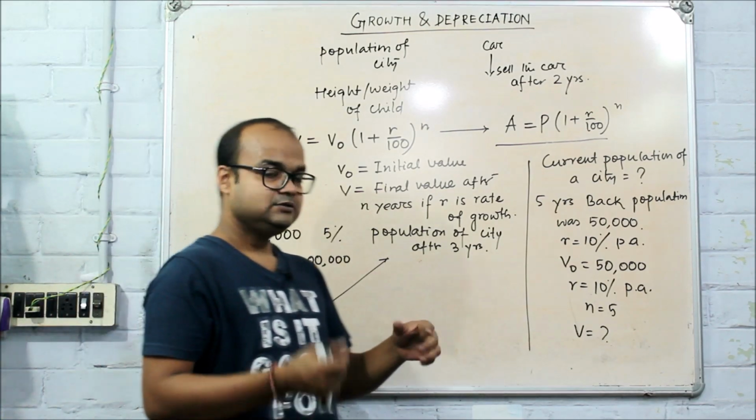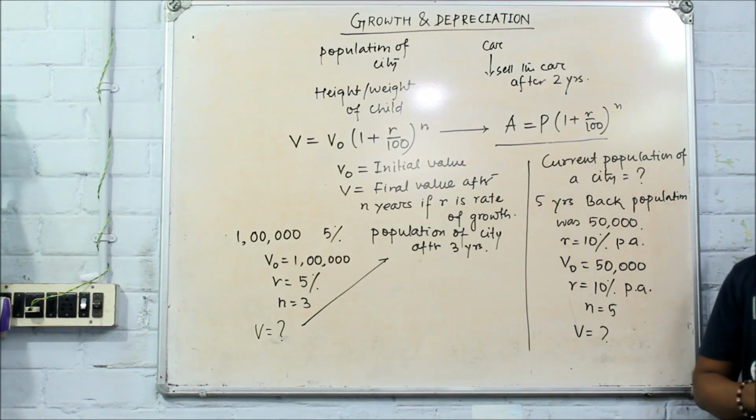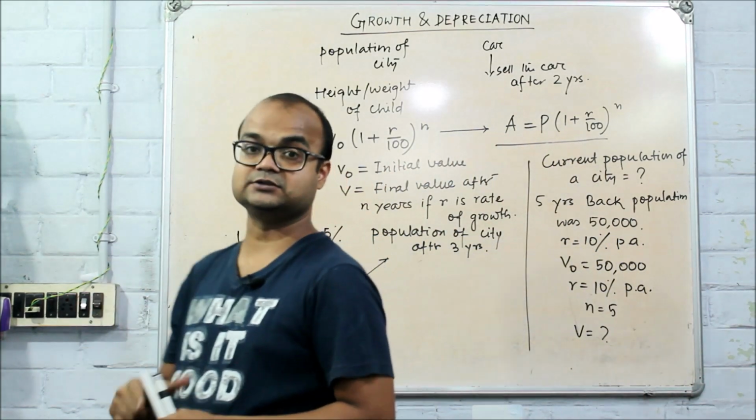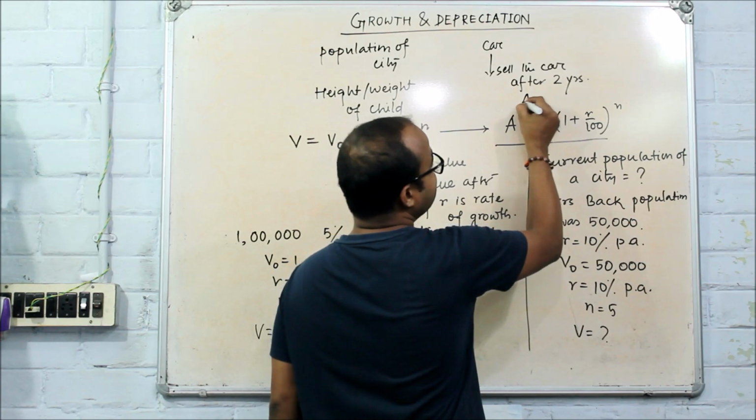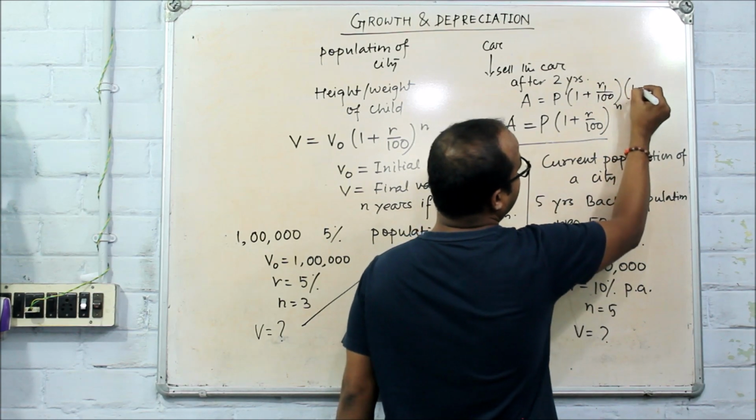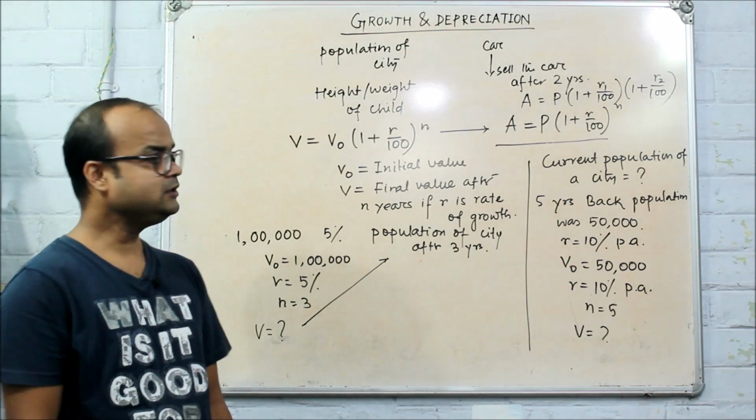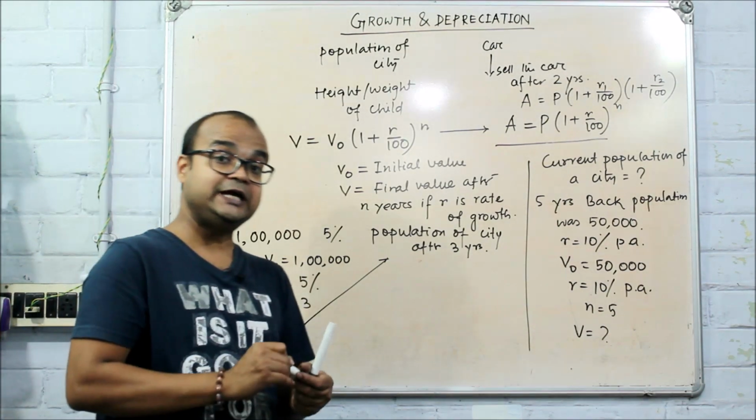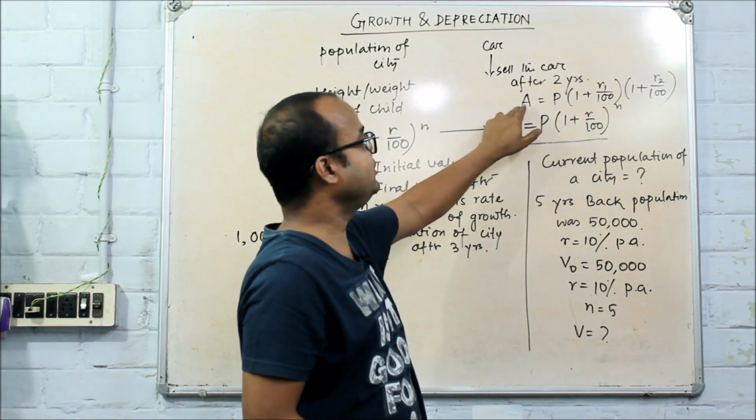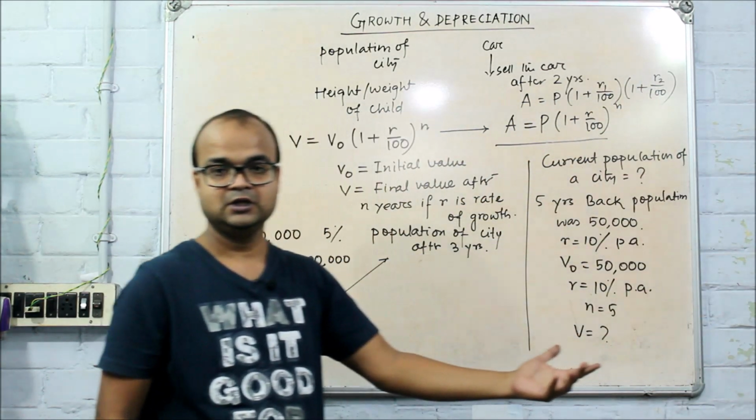Now if you recall, when we explained this amount formula, we told that if the rate is different for different years, then the amount will become A is equal to P into 1 plus R1 by 100 multiplied by 1 plus R2 by 100, and so on.